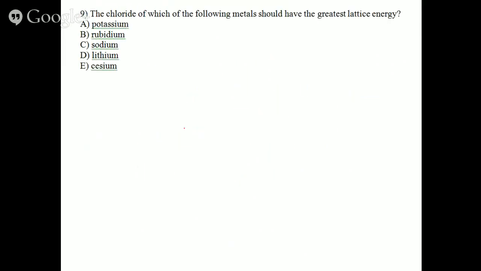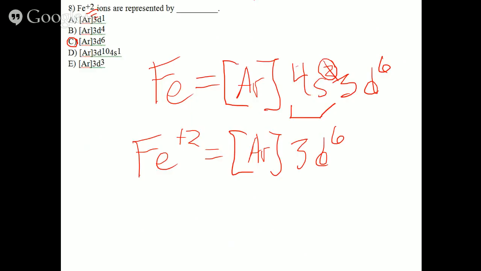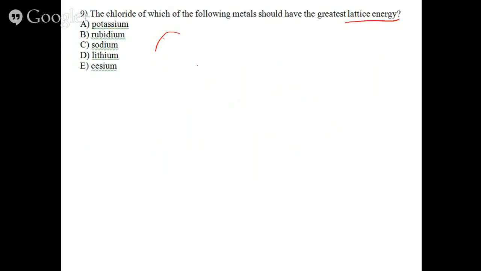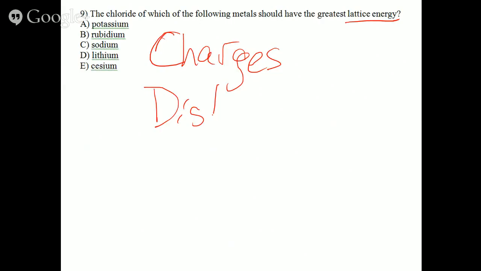Chloride ion of which of the following metals should have the greatest lattice energy? All right, things that are affecting lattice energy are going to be the charges and the distance between the atoms. So the greater the charge, the greater the lattice energy; the greater the distance between the atoms, the lower the lattice energy. This makes sense. The closer you can get them, the more energy they're going to release. The more strongly they're going to pull onto each other.